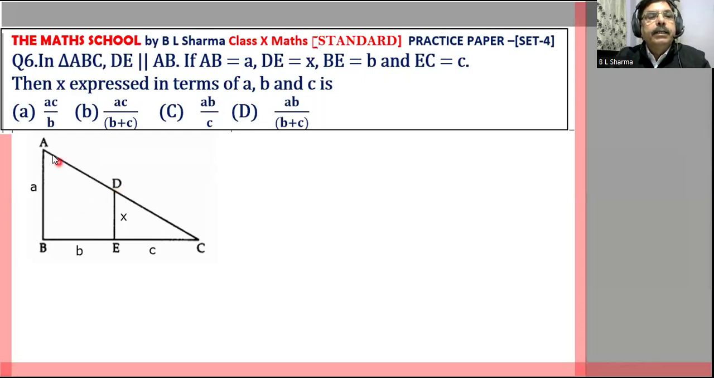In the given triangle, AB is parallel to DE. It is given. AB is A, BE is B, CE is C, and DE is X. We have to write X in terms of A, B, and C. X का वैल्यू क्या होगा यहाँ पे? देखिए, जब ये दो लाइन पैरेलल है तो हमें ये देखना पड़ेगा कि, when the two lines are parallel, this line is parallel to this line.